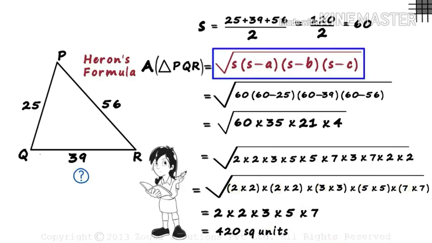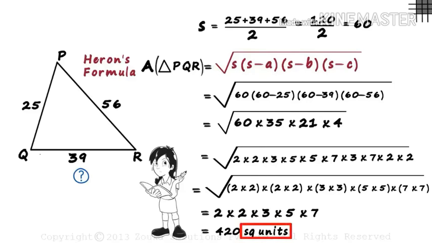The formula is pretty simple. It is just the calculations we need to be careful about. Another important thing you need to remember here is the units of the answer. The units of area are always in squared terms.